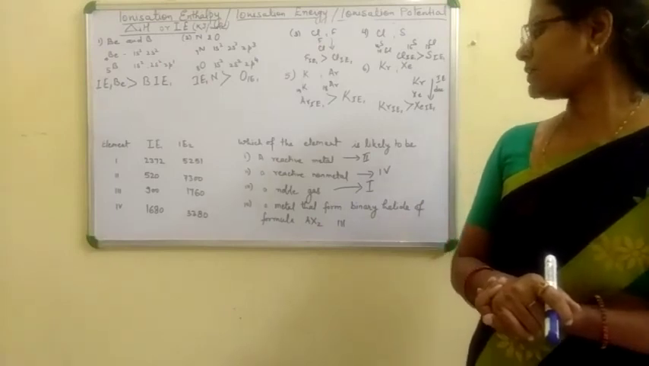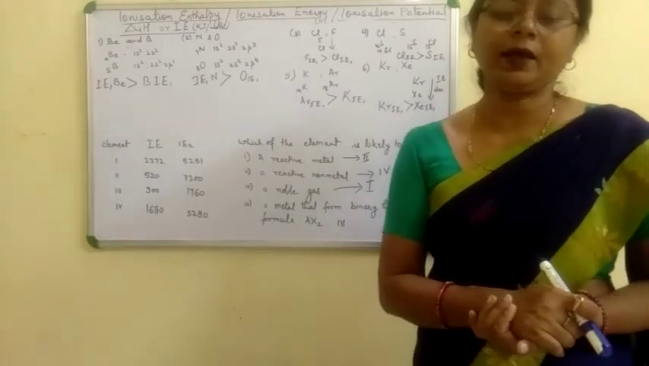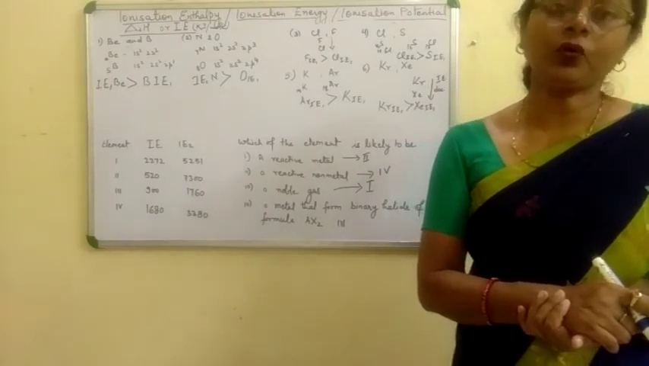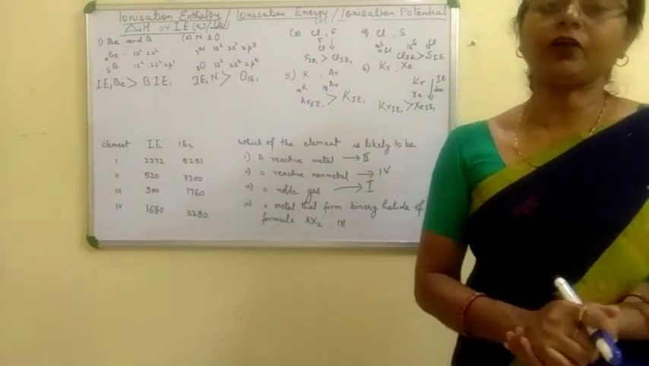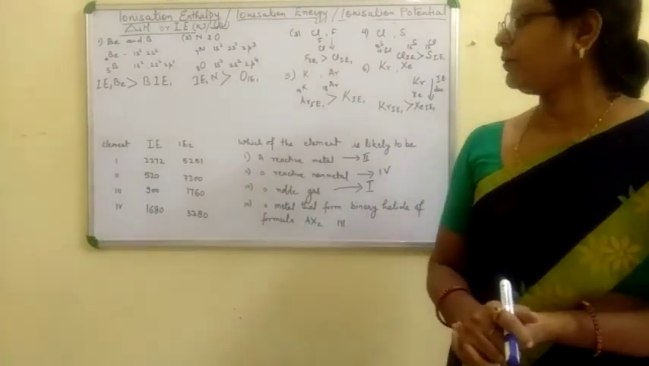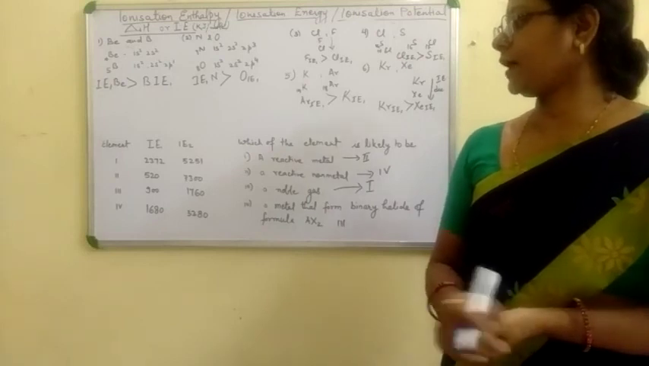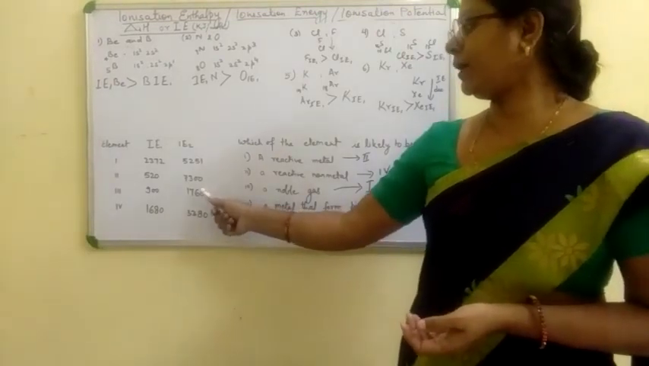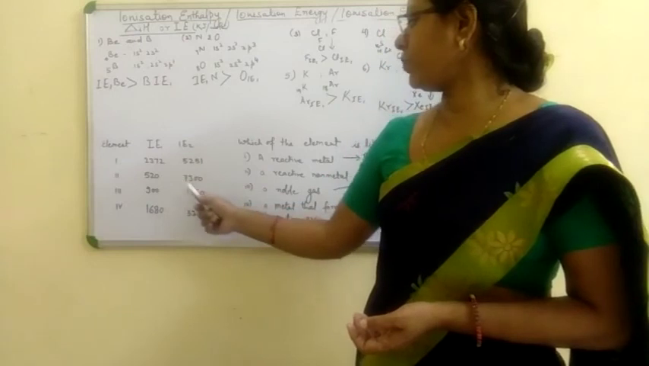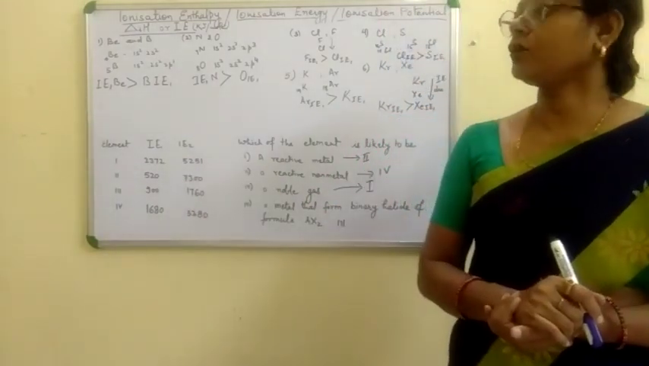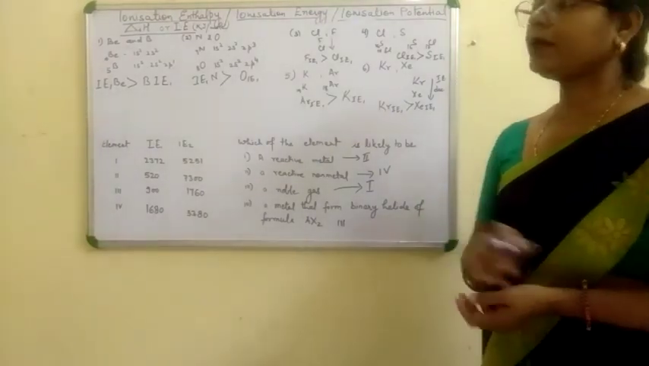Now the last one, a metal that forms a binary halide of formula AX2. A group 2 member has a comparatively higher value of first ionization potential and also a much higher value of second ionization potential. So the third is the element which has 900 kilojoule per mole as the first ionization potential and 1760 kilojoule per mole as the second ionization potential. So it is the binary halide forming metal.